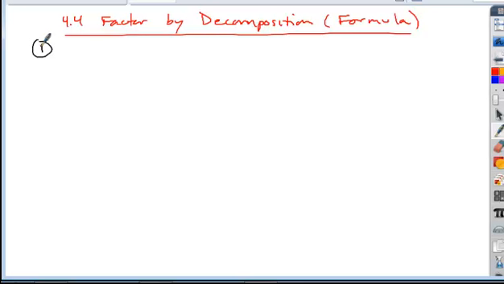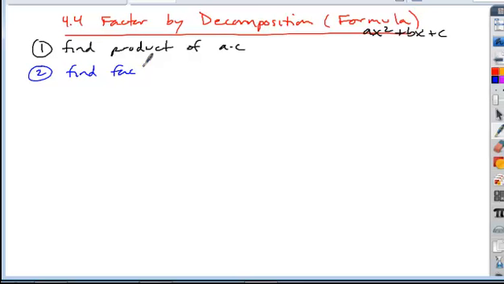All right, so the first two steps are identical to what we did in rewriting the middle term. You're going to find the product of a times c. Again, this is assuming you're dealing with ax squared plus bx plus c, quadratic type. Once you find the product, you're going to find factors of this product AC whose sum is B.